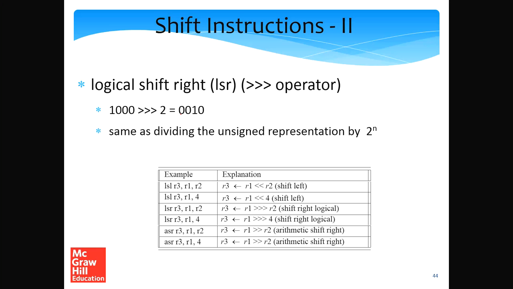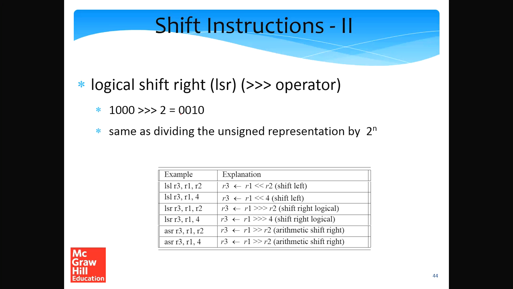So the food for thought question over here is that why don't we have an arithmetic shift left? Well, the reason is that the sign bit always gets overwritten by numbers from the left. So there is no meaning of an arithmetic shift left. You only have one shift left, but two shift rights.